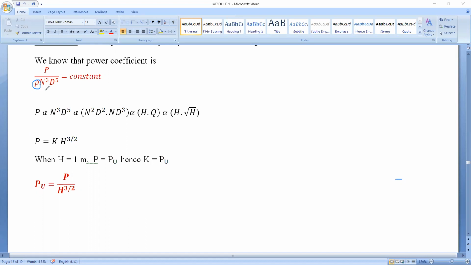So let us consider water as an example. P is directly proportional to n cube d to the power 5, and this is proportional to, this can be split as n square d square, and here n d cube. When the bases are same, indices should be added. So n and n, here to the power 3, and here to the power 5. I have just split n cube and d to the power 5. That's fine. It is again proportional to.